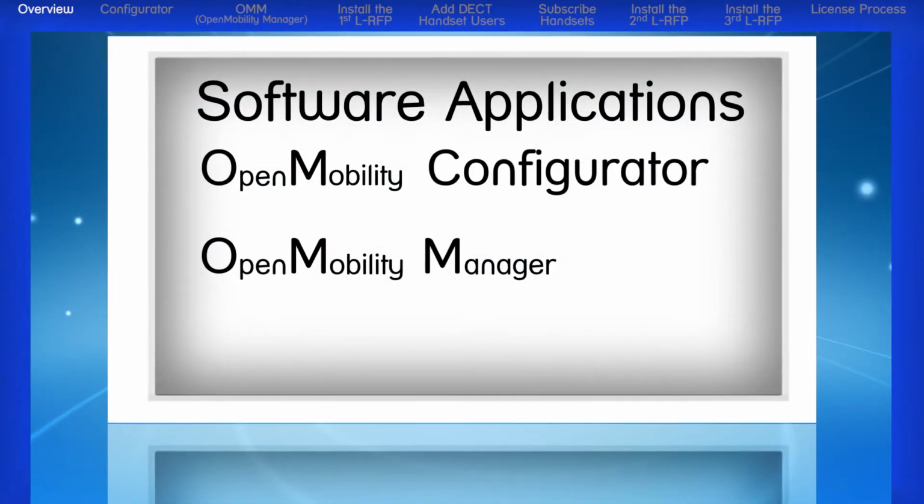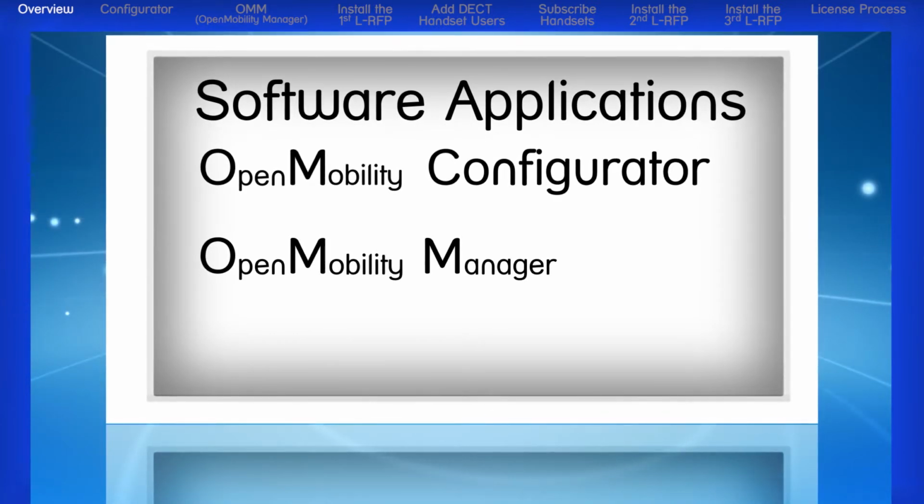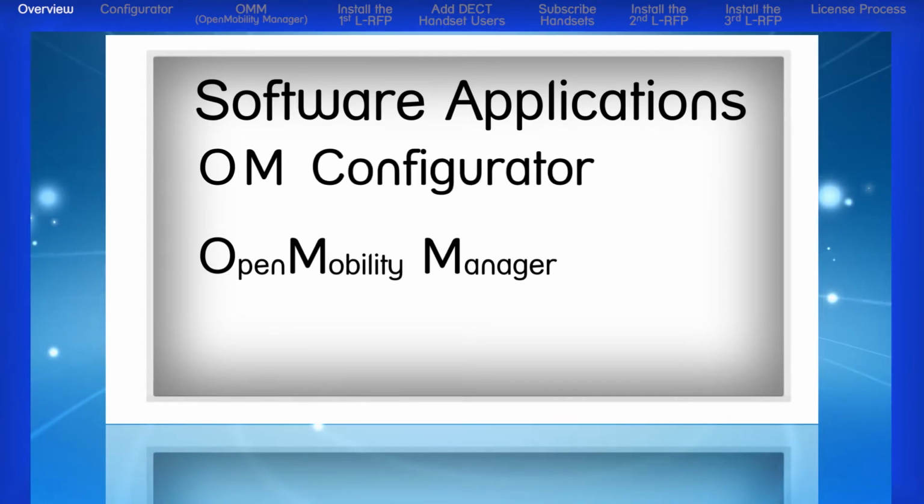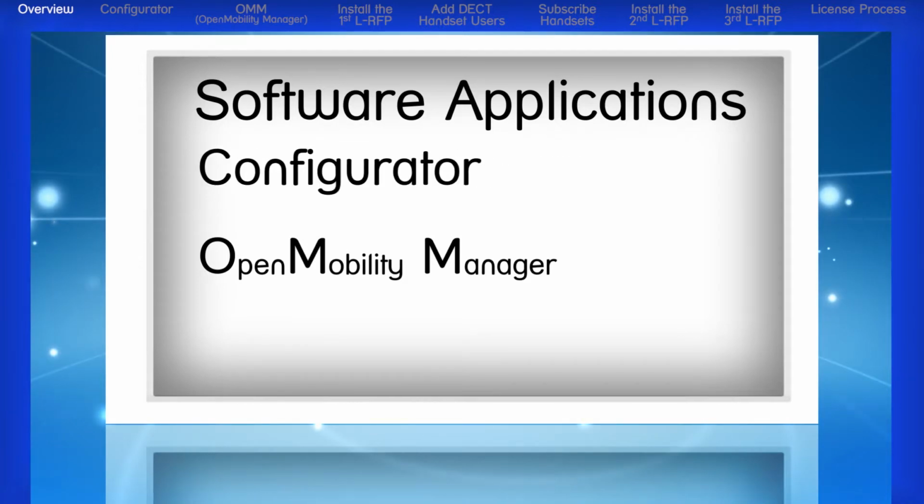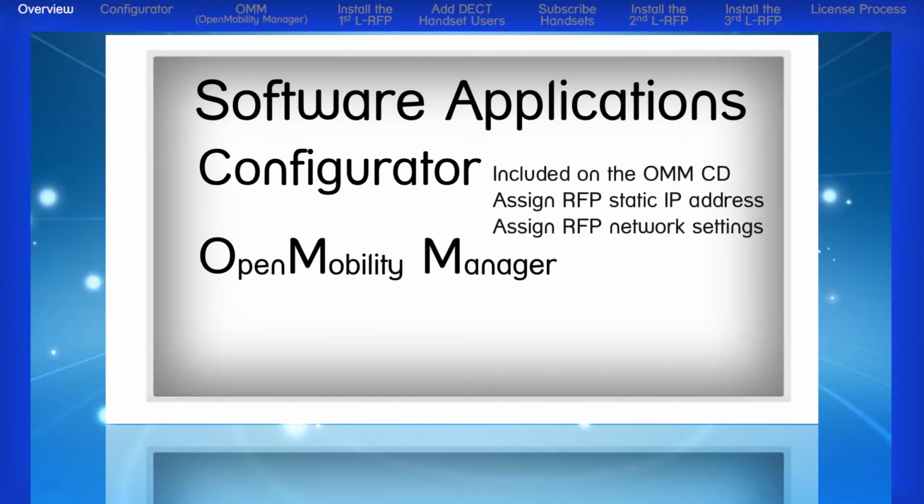We will also be using 2 software applications in this tutorial to configure and program the RFPs. They are the OM, or Open Mobility Configurator, and the OMM, Open Mobility Manager. The first application, the OM Configurator, throughout this tutorial, I will simply refer to it as the configurator. This is a Java application that is included on the OMM system CD. We will use this software application to program a static IP address and other network settings onto each RFP.